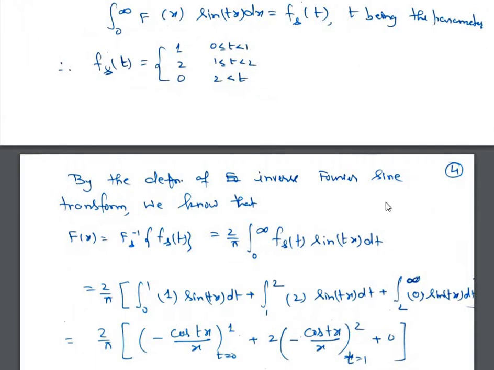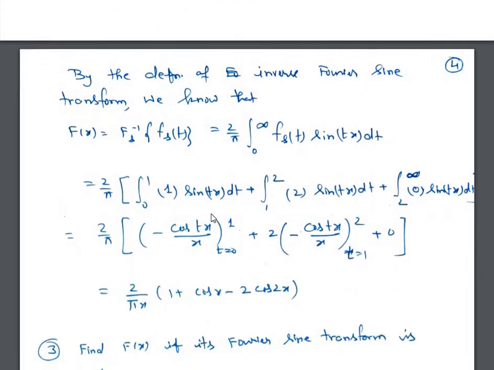So by the definition of inverse Fourier sine transform, we know that F(x) is Fs inverse of Fs(t), that is 2/π times the integral from 0 to infinity of Fs(t) sin tx dt. So now we break 0 to infinity into 3 parts: 0 to 1, 1 to 2, 2 to infinity. From 0 to 1, Fs(t) is 1; from 1 to 2, Fs(t) is 2, and beyond 2, from 2 to infinity, this is 0.